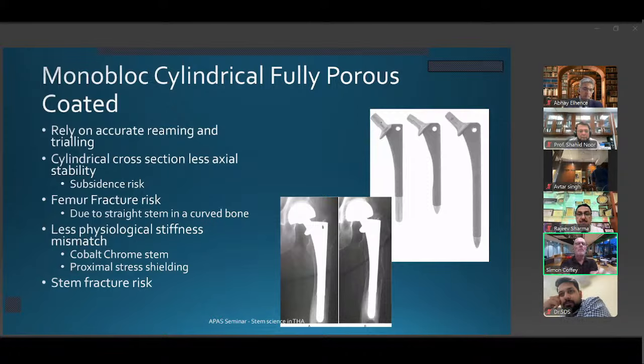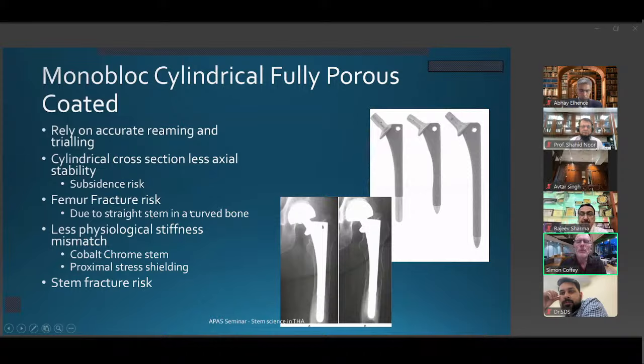So what about the monoblock cylindrical, fully porous coated stems? They do rely on accurate reaming and trialing. They're a cylindrical cross section, so by their nature, they have the potential for less axial stability and therefore more subsidence risk. You'll find that most of them will include a collar to reduce the risk of that subsidence.